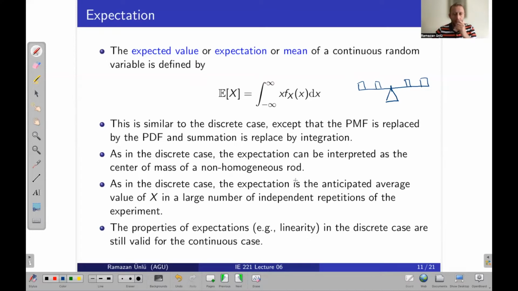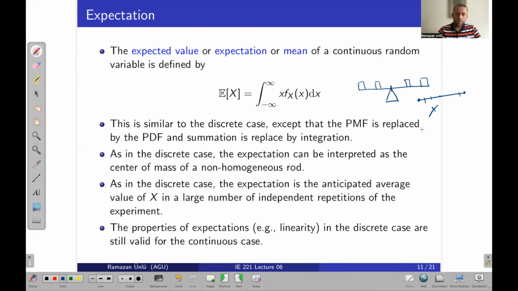Also, again as in the discrete case, the expectation is the anticipated average value of x in a large number of independent repetitions of the experiment. So let's say we have a range, and our x can take any value within this range, right? In the first experiment, maybe it will get that point, in the second one maybe that point, in the third one maybe that point. If I repeat this process many times, the average of all those values will be something in the center. And that is another definition of the mean.